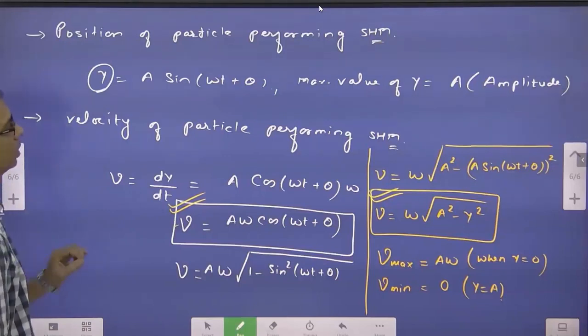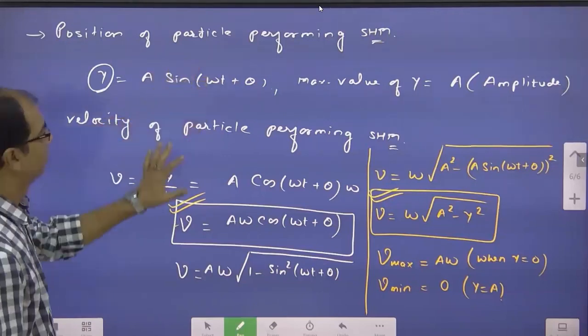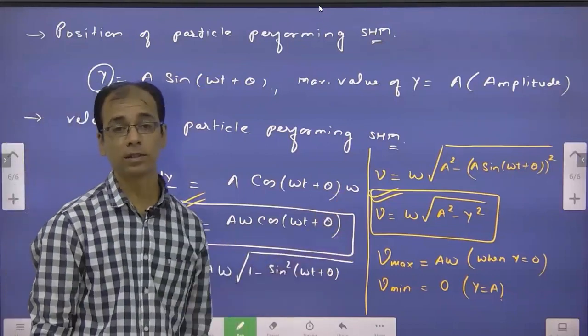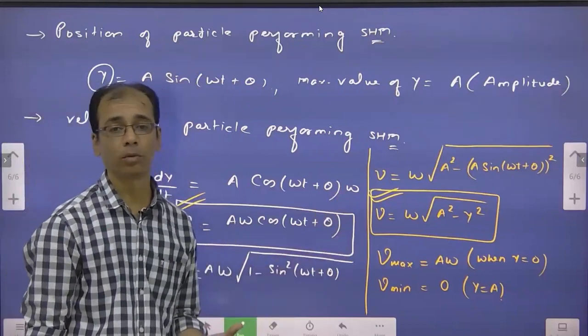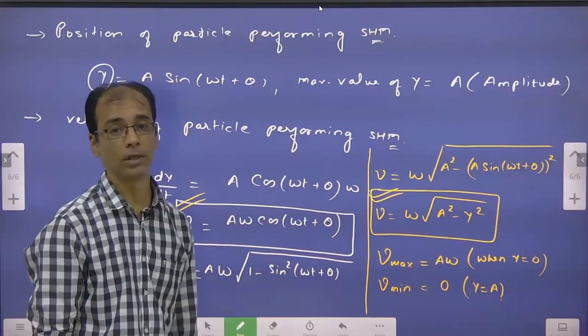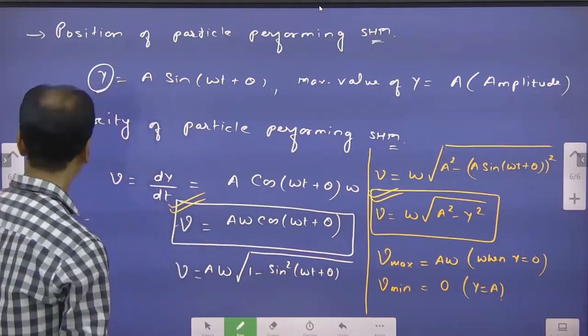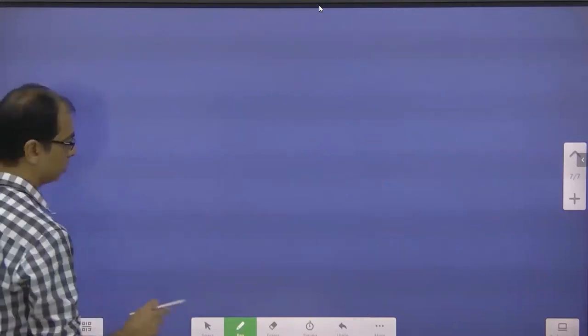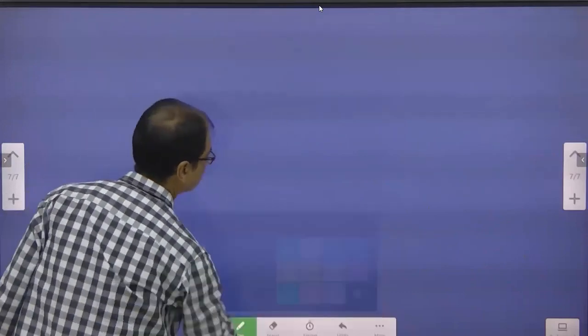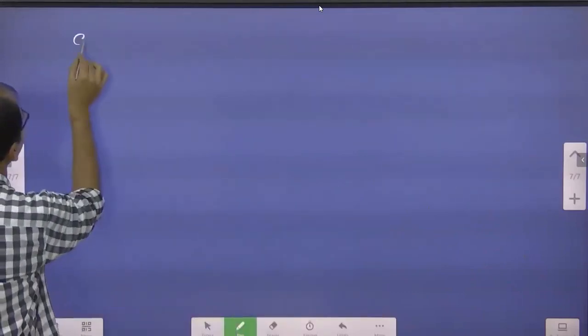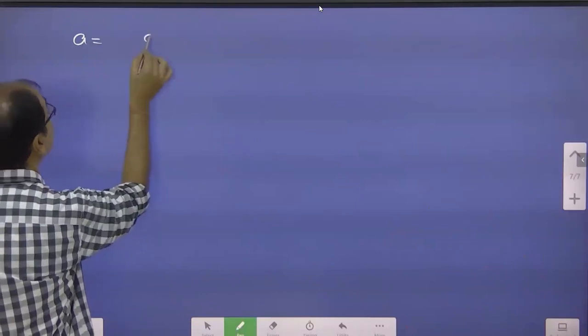Right. So position we know, velocity we know. Let's go for the acceleration. As I told you last time, acceleration is not constant in SHM. Let's see. So acceleration. Now, what is acceleration actually? Acceleration is actually dv by dt.